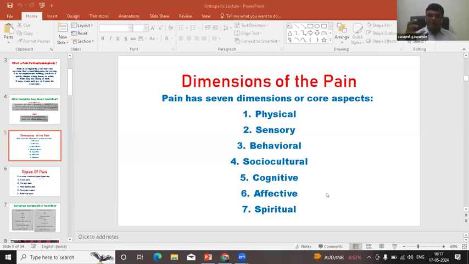Then the seventh dimension is the spiritual dimension. The spiritual dimension is that some of the patients have the tendency to feel that the pain is good.